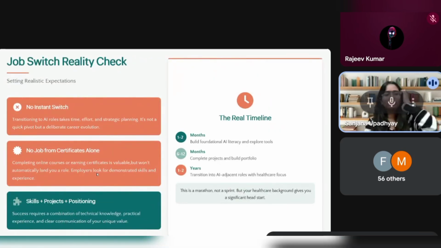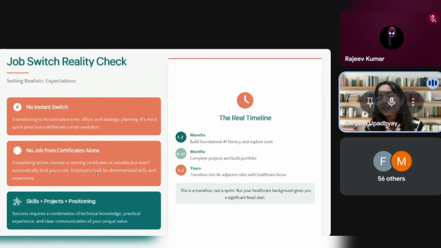This is the slide on job switch reality. If you want to switch your career from a BDS graduate or any other healthcare graduate directly into a non-clinical job, there is no instant switch where today you are a BDS and tomorrow you become an AI expert. It is not going to happen. It takes time, patience, and being easily moldable. If you are able to mold yourself, it is very easy to adopt any kind of skills. No jobs from certificates alone.